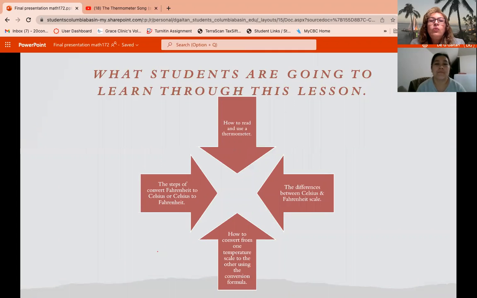What are students going to learn through this lesson? Our objective is how to read and use a thermometer, the difference between Celsius and Fahrenheit scales, how to convert from one temperature scale to the other using the conversion formula, and the steps of converting Fahrenheit to Celsius or Celsius to Fahrenheit.